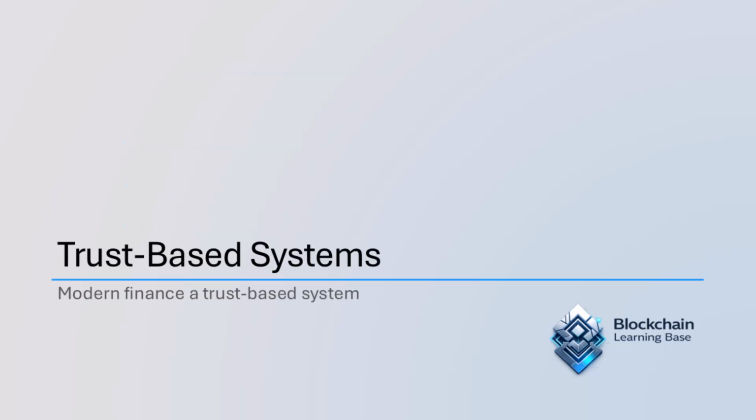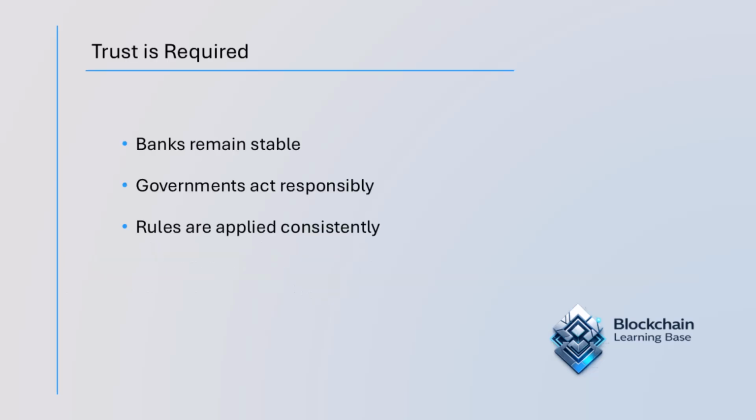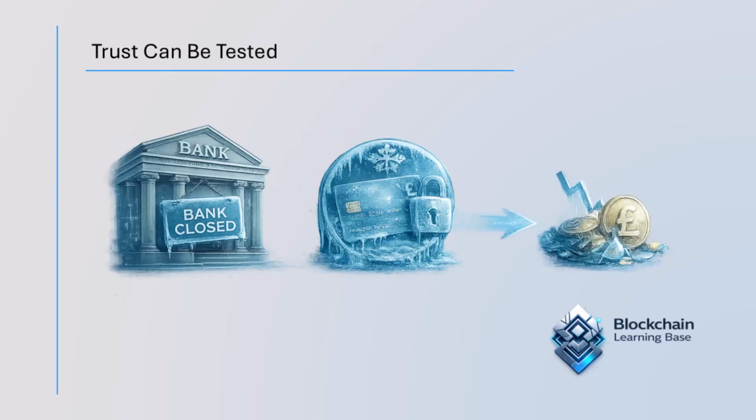Trust-based systems. So modern finance is fundamentally a trust-based system. We trust that banks remain solvent, governments act responsibly, monetary policy is managed carefully, institutions apply rules consistently. And most of the time, that trust is justified. But history also shows that trust can be tested. There have been banking crises, currency debasements, capital controls, frozen accounts, hyperinflation in extreme cases. Not everywhere, not always, but often enough that people begin asking questions. It's not about panic, it's about understanding design.